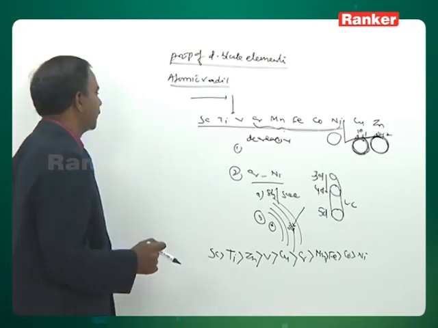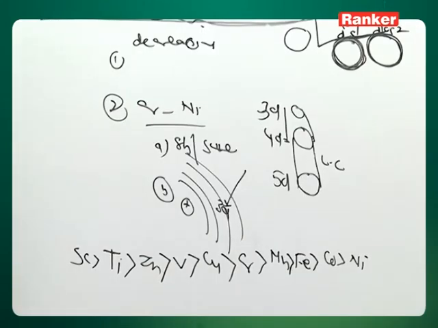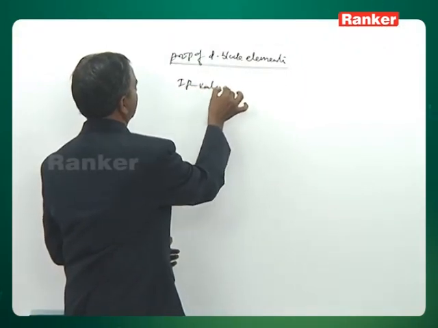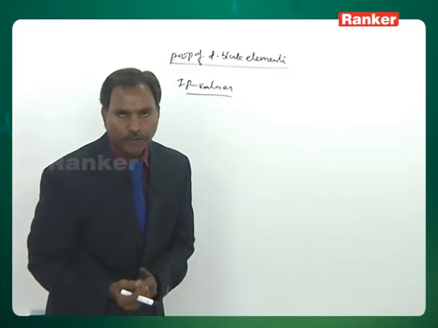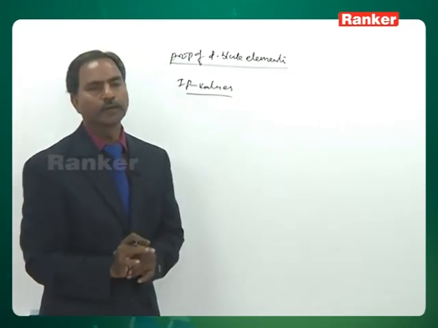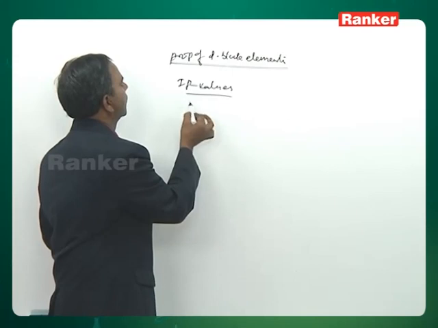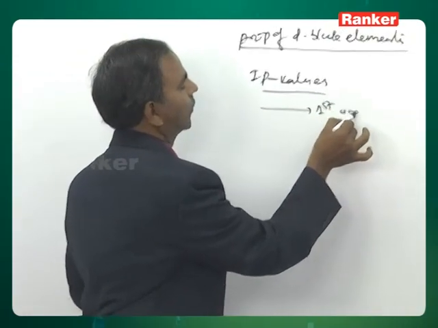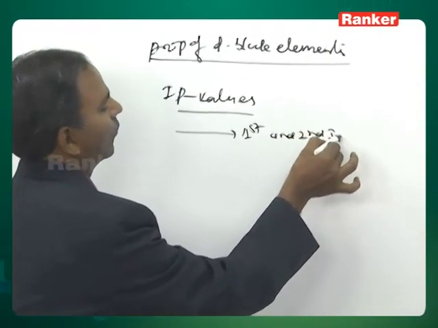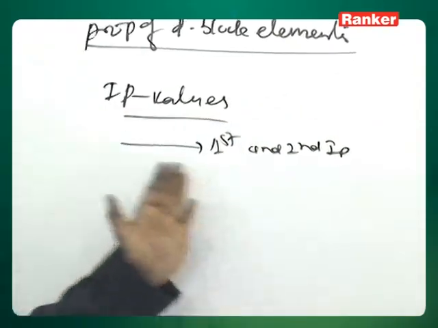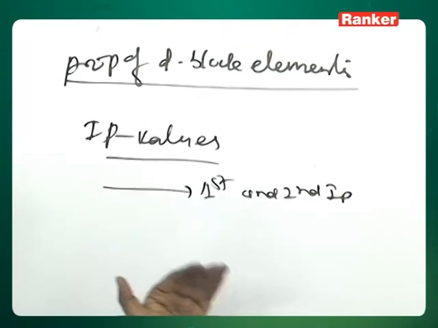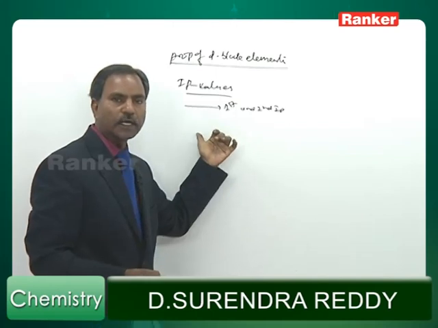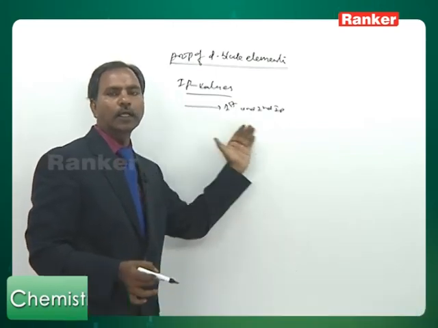Then we discuss next the IP values of D block elements. The first and second IP values, from left to right, as a general trend in the periodic table, in the 3D series, gradually increase.